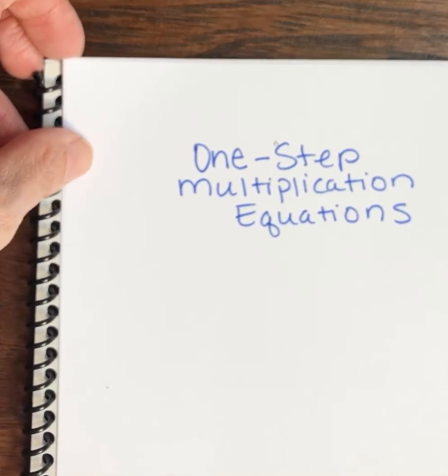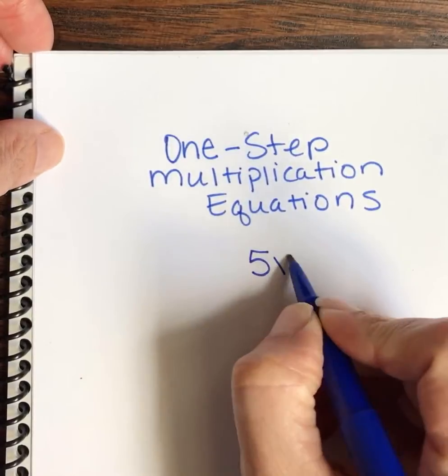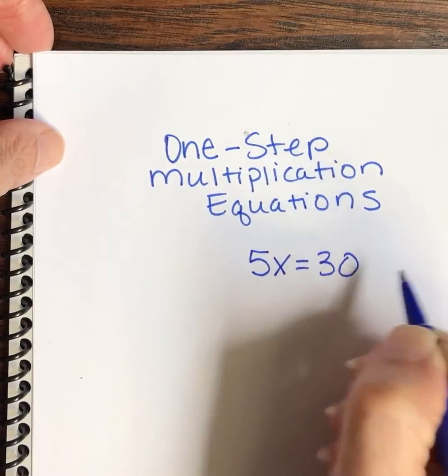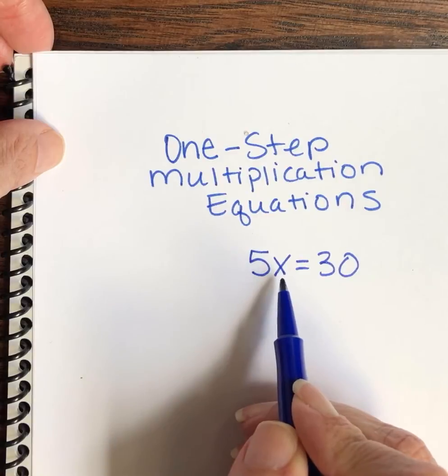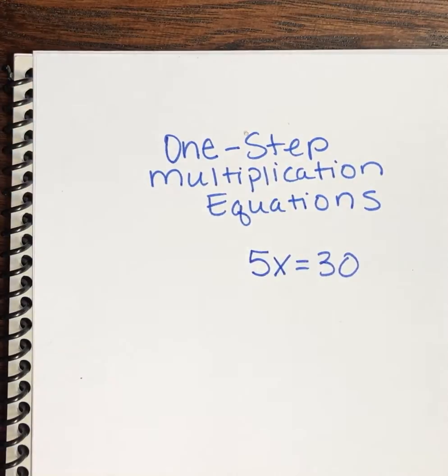Okay, so the very first one we're going to do is an easy one. 5 times x equals 30. So this means 5 times some unknown number is 30. So I know that you probably know this in your head. I know that mentally you probably know that that is 6, but we have to show it. So what is the opposite of multiplying by 5?